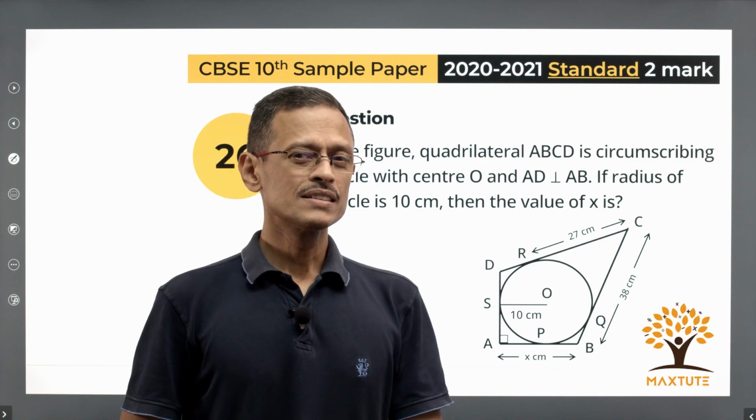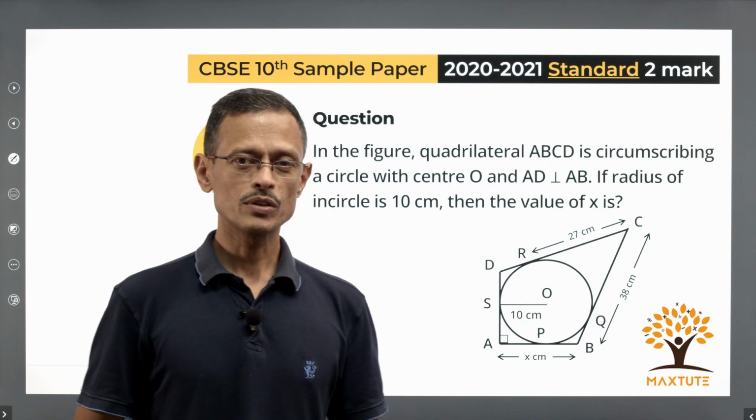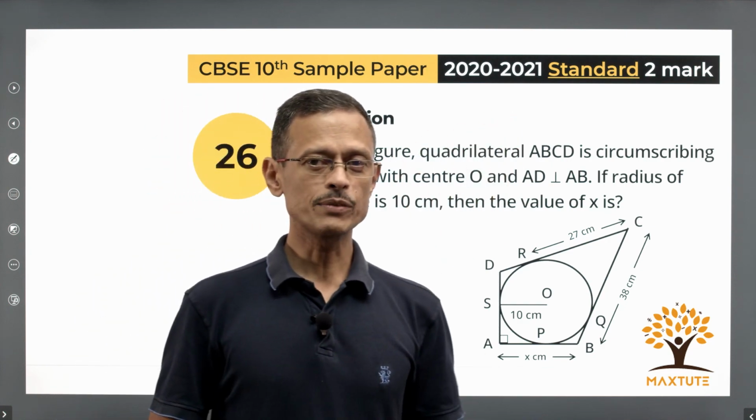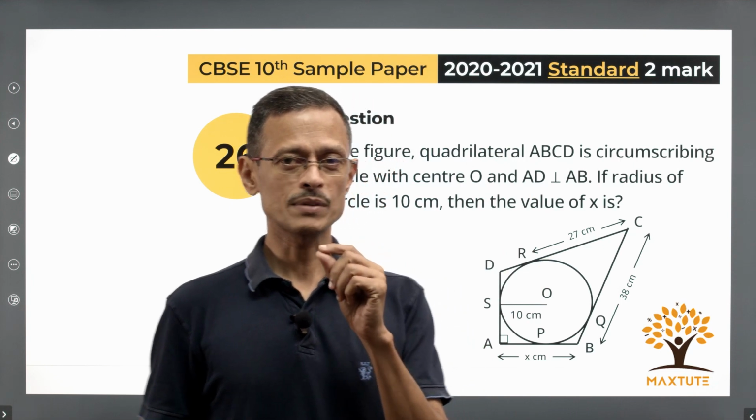Hello everyone. CBSE Class 10 Math video solution to a sample paper given by CBSE board for the board examination to be conducted in 2021. This is a standard version of the paper. We are looking at a 2-mark question. This is from the chapter Circles.